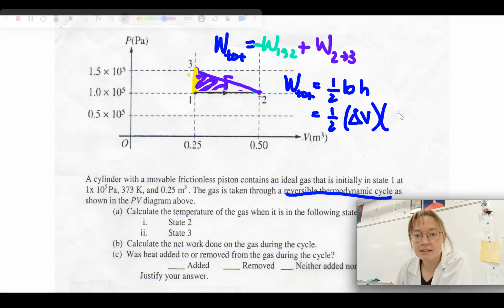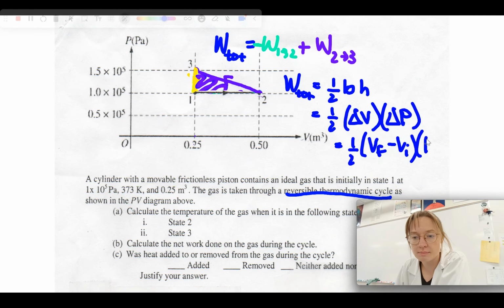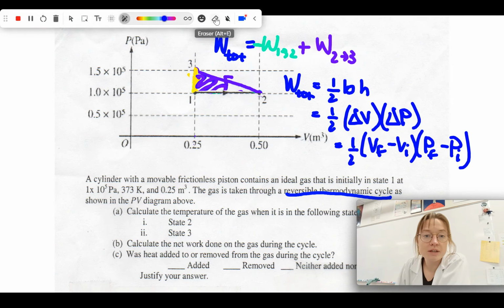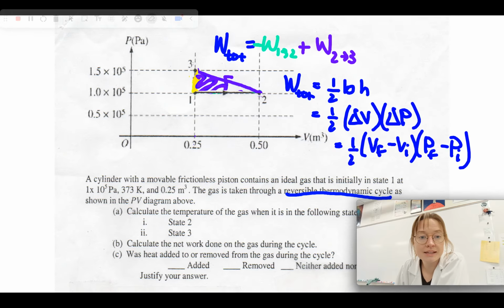The height here is going to be a change in pressure, a delta P. Well, then I could plug in a 1/2 and I could do a V final minus a V initial times a P final minus a P initial, like this. I could plug those numbers in based on the graph from here and here and here and here, and then I could get to a final answer. And that final answer would be the amount of work that gets done in total for this thermodynamic cycle.